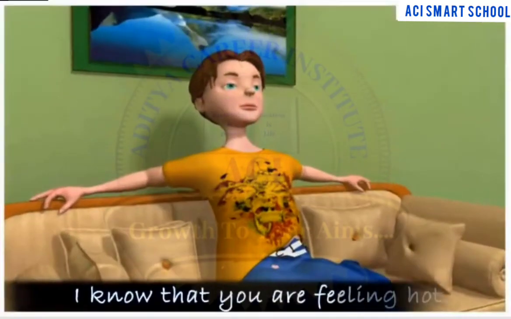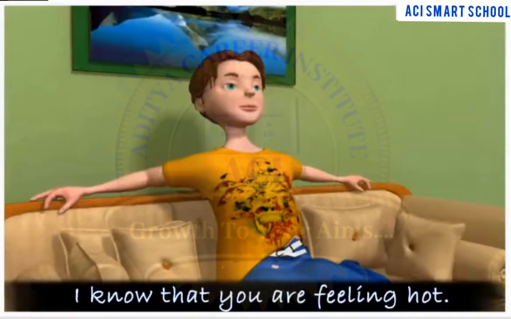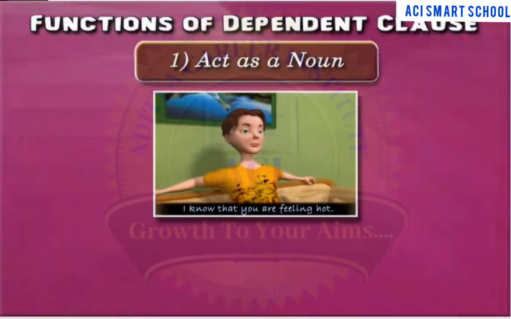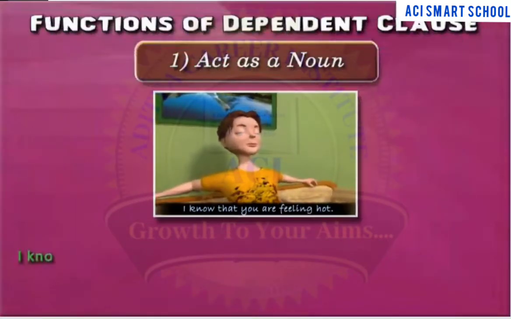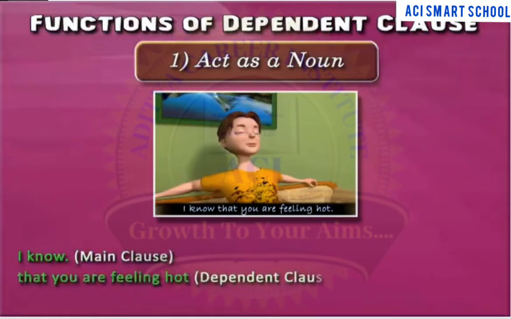I know that you are feeling hot. This sentence can be broken into two clauses as follows. I know, main clause, that you are feeling hot, dependent clause. Here, the dependent clause acts as the complement of the verb know. You can ask the question, I know what, and get the answer that you are feeling hot. Hence, in this sentence, the dependent clause acts as a noun.